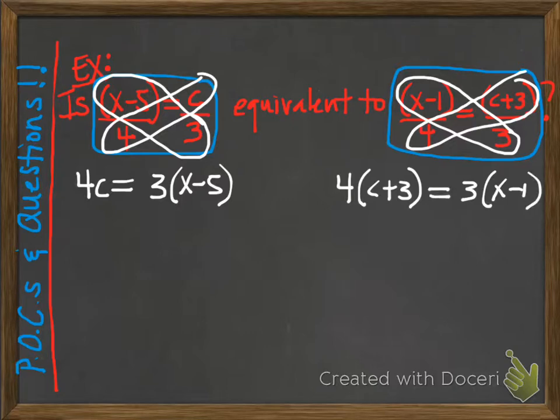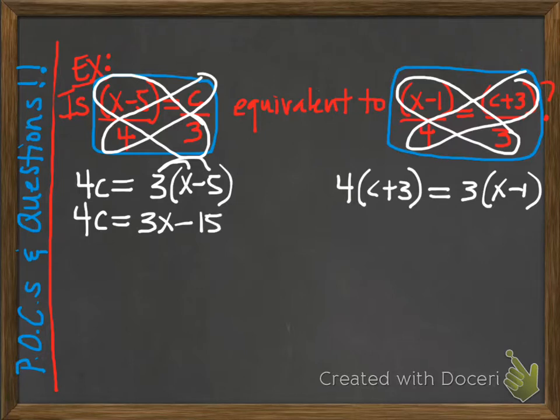So now that I've set the cross products equal to each other, I've got them out of fraction form. So I'm looking at them, they still don't look exactly the same. Maybe if we got rid of the parentheses and maybe combine some like terms, we could start to get them to look similar. So that's going to be the next thing I do. Let's go ahead and get rid of these parentheses. On the left equation, I'm going to distribute that 3 to the x and to the negative 5. 3 times x is 3x. 3 times negative 5 is negative 15.